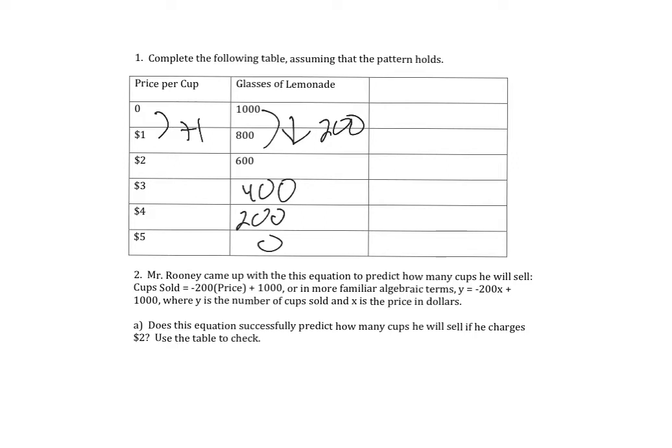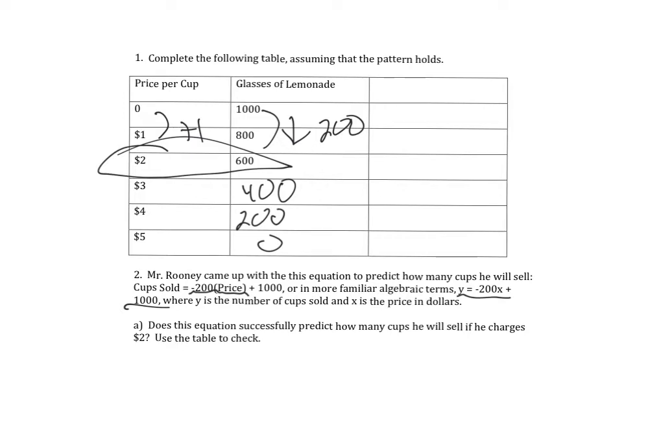So that's a negative 200 rate of change. The equation we came up with is that the number of cups sold is equal to negative 200 times the price plus 1,000. Or we could call it y equals negative 200x plus 1,000, where y is the number of cups and x is the number of dollars. So then we ask, does this successfully predict how many cups I will sell if I charge $2? We can look at the table and say $2, 600 cups.